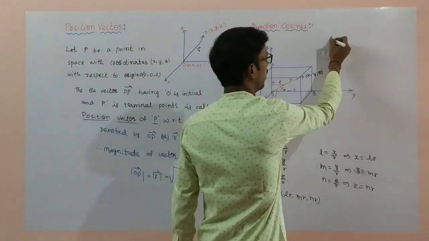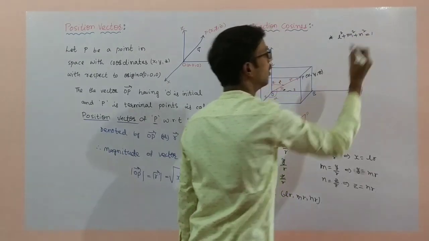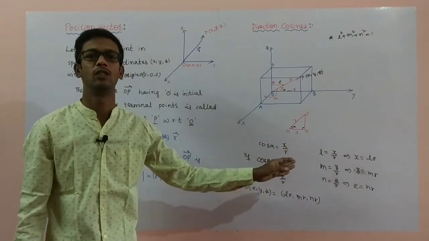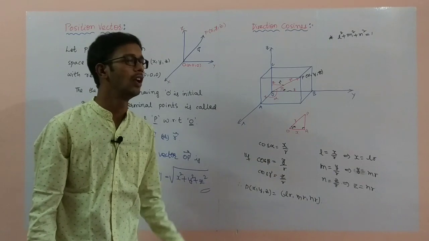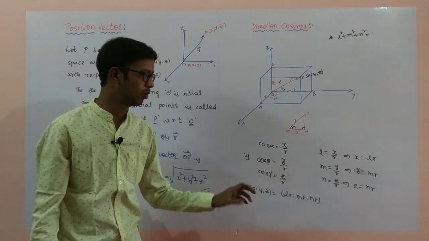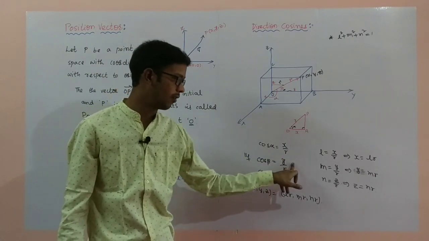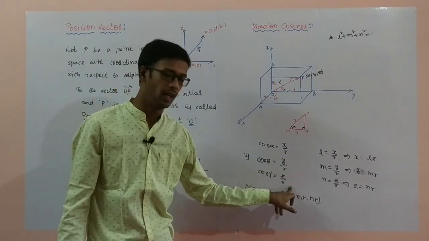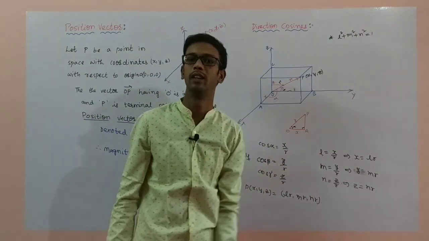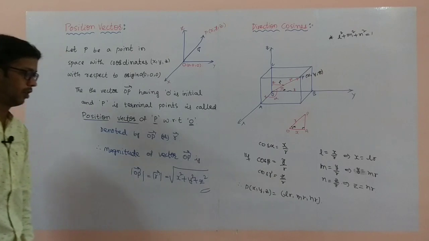One note point you will get here, as in first year also: L square plus M square plus N square is equal to 1. Proportional values of L, M, N are called direction ratios. This is the direction cosine concept, just basic here. Cos alpha is x by r, cos beta is y by r, cos gamma is z by r, denoted by L, M, N. So L square plus M square plus N square is equal to 1. The sum of the squares of direction cosines is equal to 1. Pause the video to note it down.